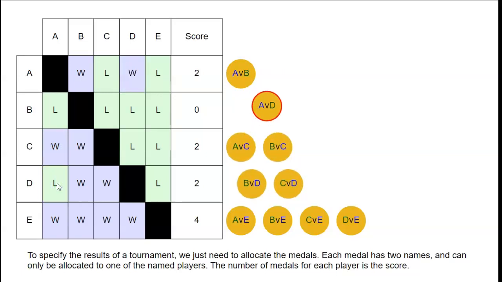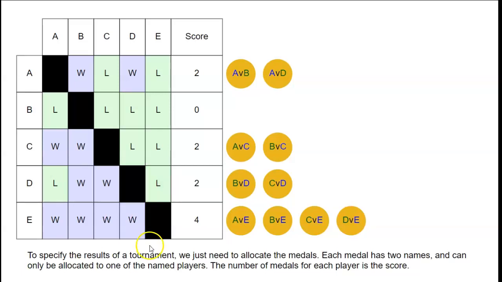So to describe a tournament, we just have to describe where the medals go, subject just to this constraint that for every medal, there's only 2 rows that it can go in, corresponding to the 2 names that are written on the medal. And then if we know what scores we want, then we just have to make sure that we put that number of medals in the corresponding row. Right? If we want E to have a score of 4, then we have to organize our allocation of medals in such a way that there's 4 medals in row E.